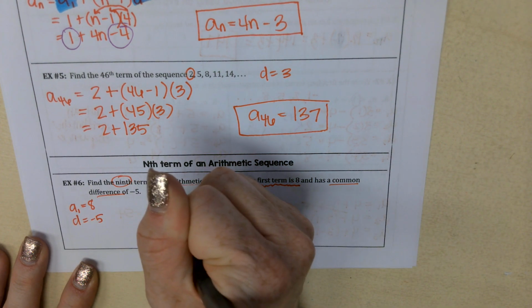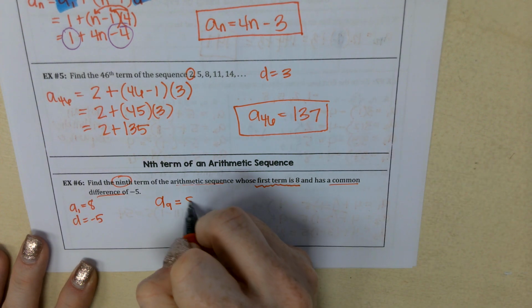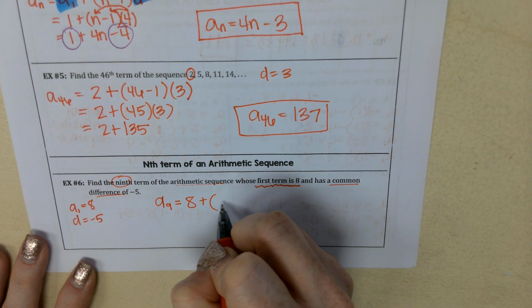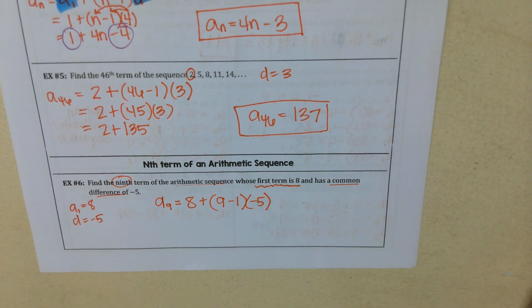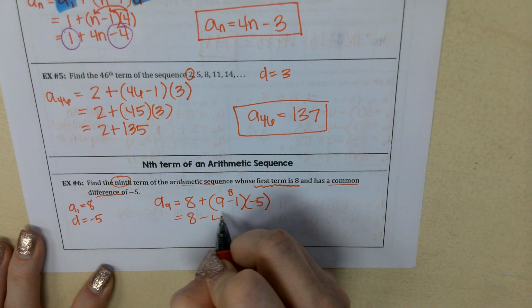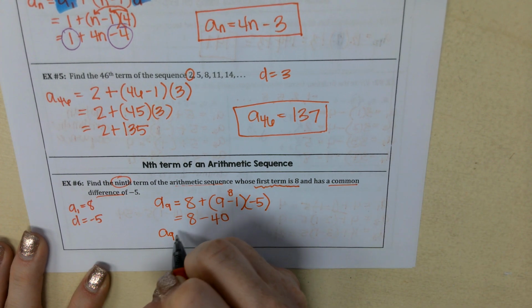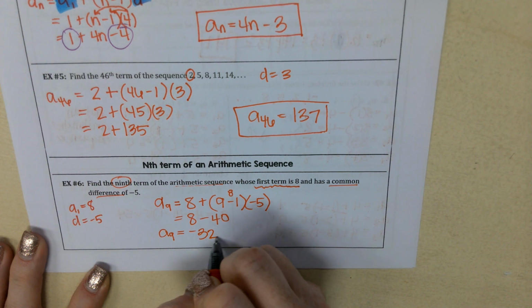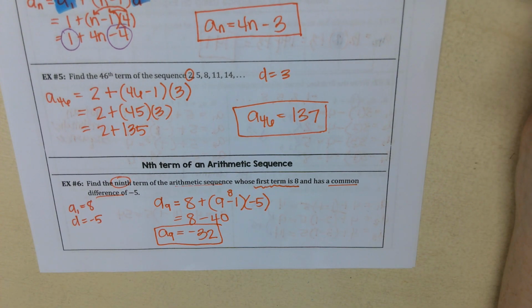Okay? So I'm finding the 9th term. I've got 8 plus 9 minus 1 times negative 5. 9 minus 1 is 8. So this is negative 40. The ninth term is negative 32.